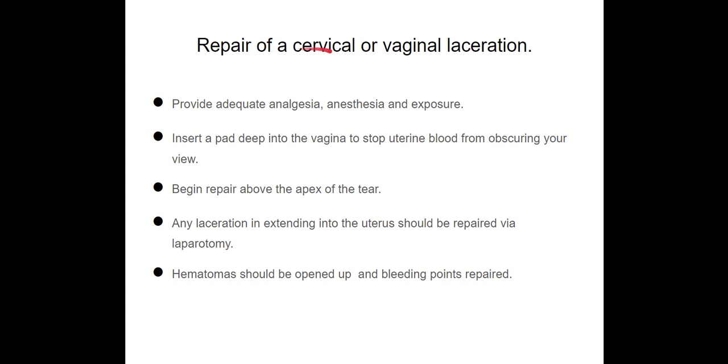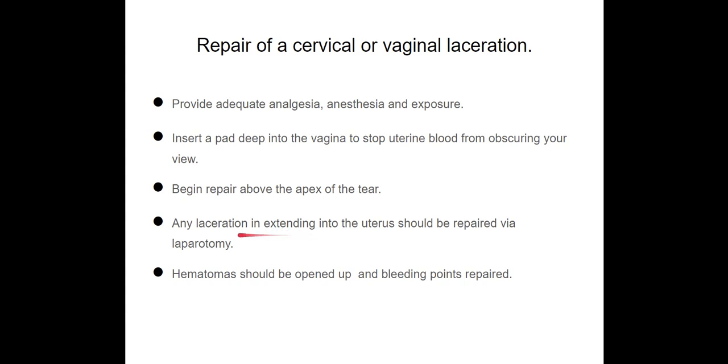So if there are obstetric lacerations, provide adequate analgesia or anesthesia because you want the patient to be as calm as possible so that you can effectively control bleeding by repairing those lacerations. You should insert a deep pad into the vagina so you can stop uterine blood from obscuring your view. You should begin repair above the apex of the tear. That is a standard guideline or practice when repairing obstetric lacerations.